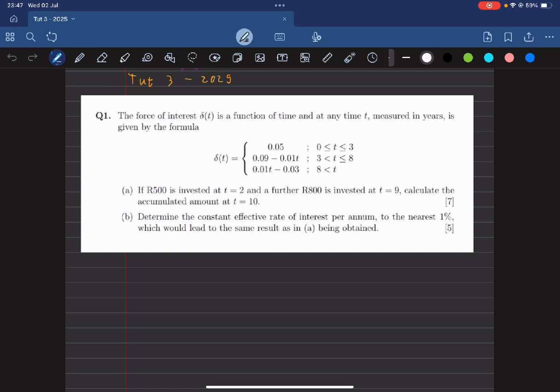Today we're going to be going through some questions and they're mostly going to involve force of interest, and we're going to be using force of interest to either find future values or present values and a whole bunch of stuff like that. So let's start with question 1.